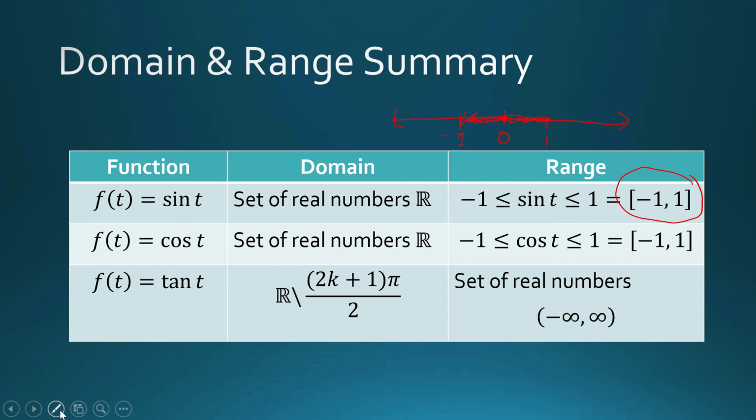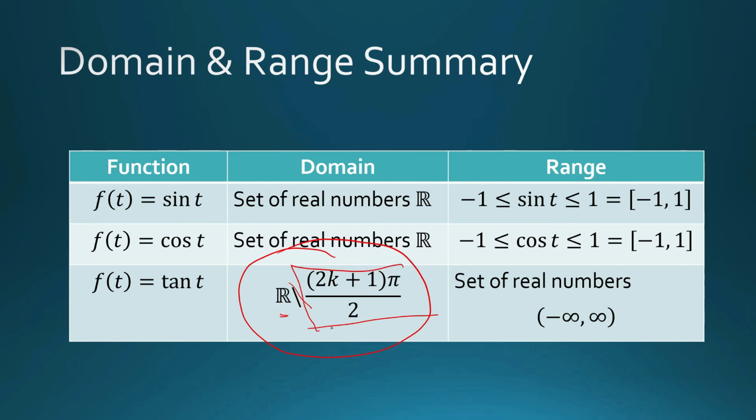Pay attention to the domain of your tangent function. The domain of tangent of t is the set of real numbers except, the meaning of this is like subtraction, set subtraction. You will remove from the set of real numbers the real numbers which are odd multiples of pi over 2.